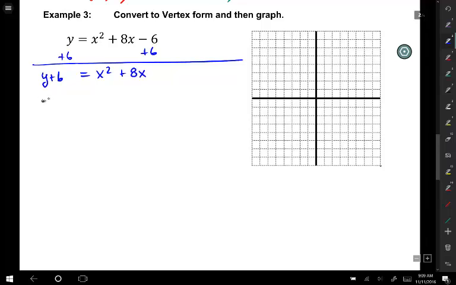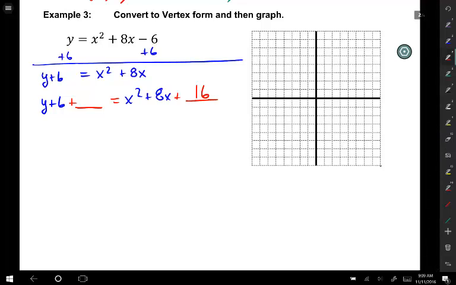Second step, put in the what? 16. Yeah, put in the blanks. So that is, you said was a 16, Kent? Why 16? I agree. Divide 8 by 2 and then square it. Okay, divide 8 by 2 and get 4. Square it and get 16.